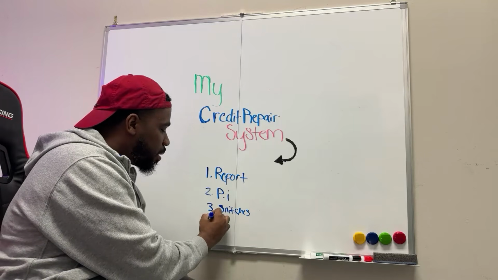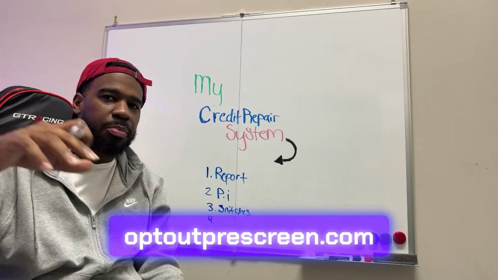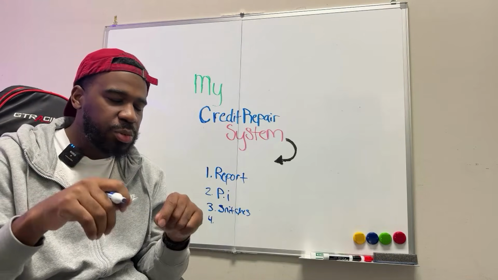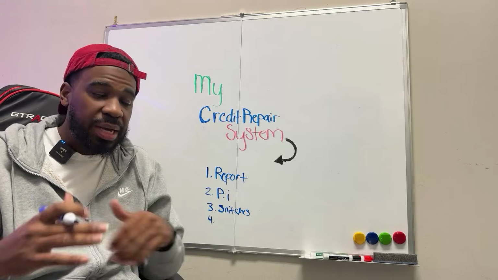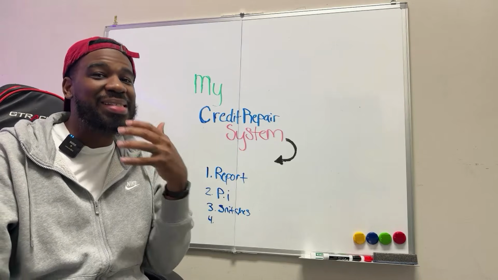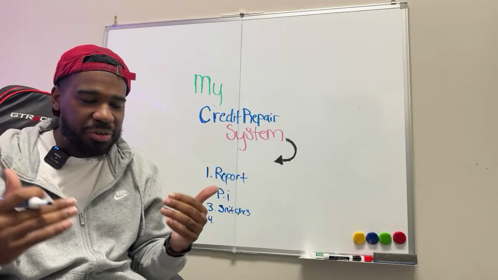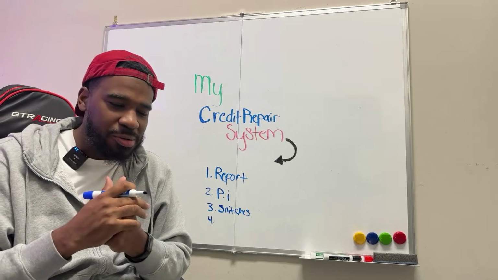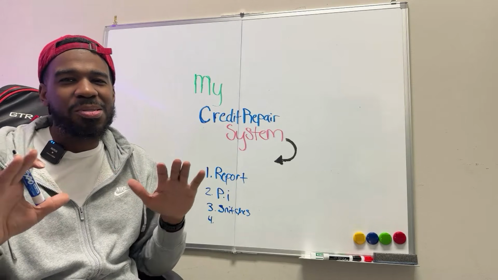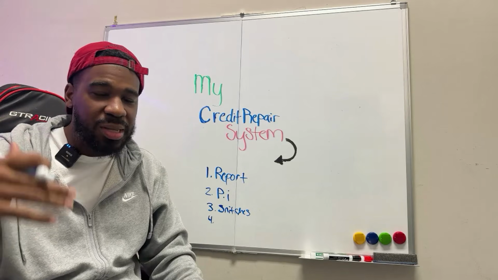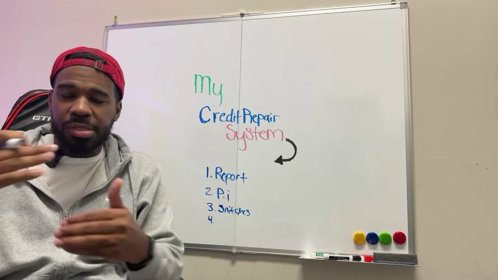And then you also want to go to optoutprescreen.com. The reason why you want to opt out is because I don't want you to get tempted to apply for anything as you're fixing your credit, because you're going to get pre-approval offers in the mail. And those are some of the pre-approval offers you don't want right now. They're going to be better ones later on once you get your credit up to where it needs to be.